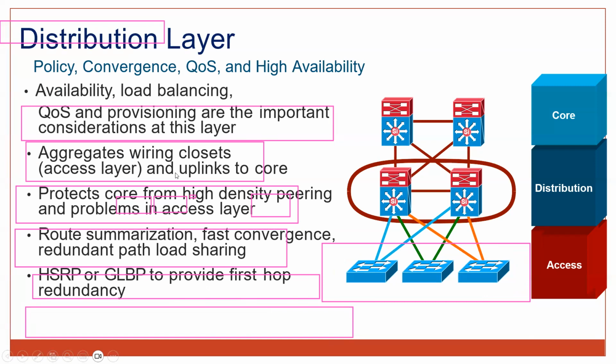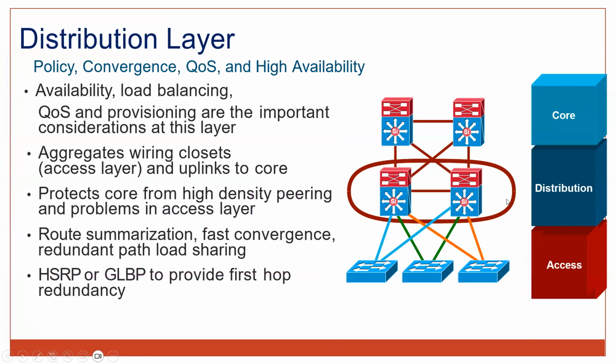Now, what are the features related to the distribution layer switch? Which things can you enable? You can see that it is circled here as the distribution layer. One of the most important points is that it aggregates wiring closets and uplinks to the core. So it is something like a sandwich between the core and the access layer. It provides services to the access switches as well as the core switches.